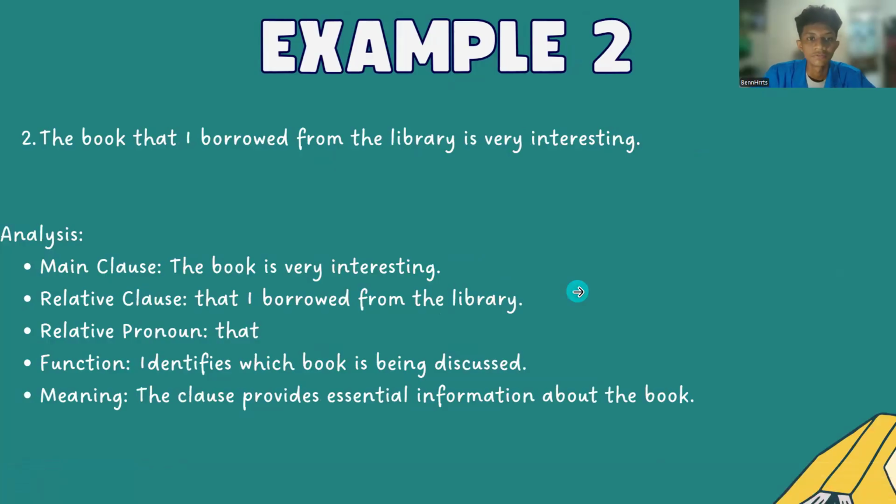For example two, the book that I borrowed from the library is very interesting. For the analysis, main clause is the book is very interesting. Relative clause: that I borrowed from the library. Relative pronoun that, and the function identifies which book is being discussed. And the meaning is the clause provides essential information about the book.